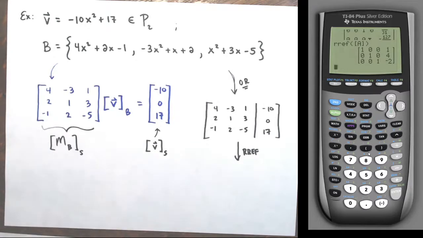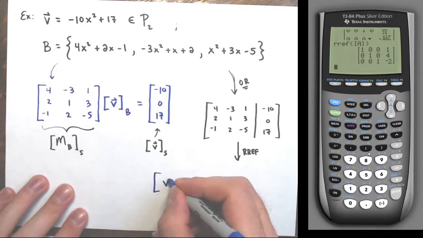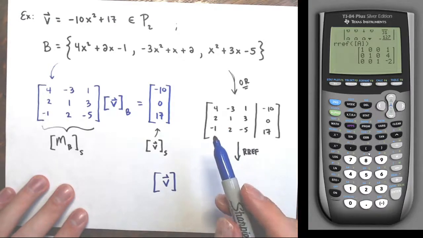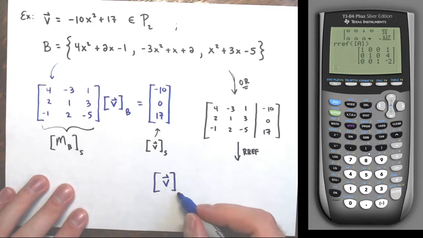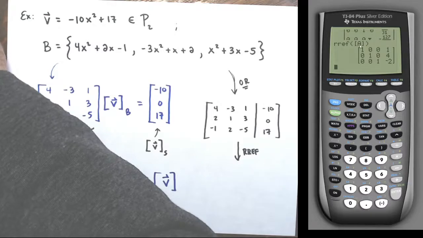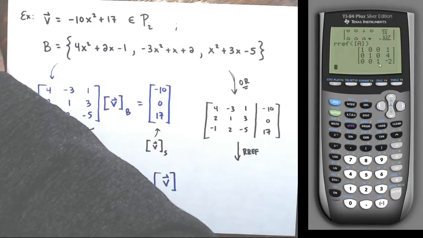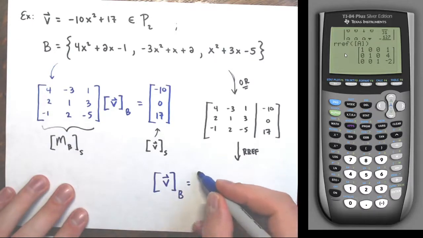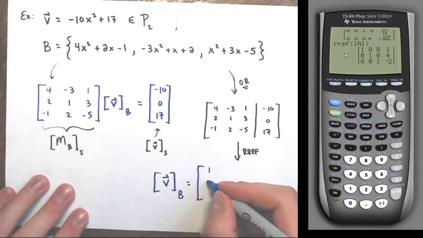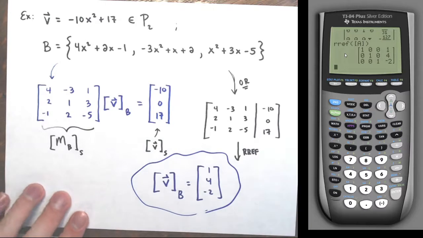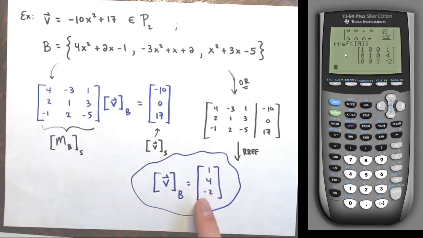So it looks like we're getting the coordinates. The first row tells me that the value of the first constant, C1, would be 1, C2 would be 4, and C3 would be negative 2. So the coordinate vector for v with respect to basis B is 1, 4, negative 2. All right, and remember what this means. I can write it on the next page, and we can check if you would like.